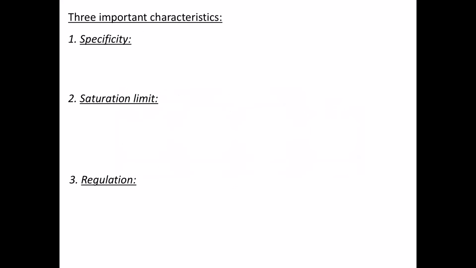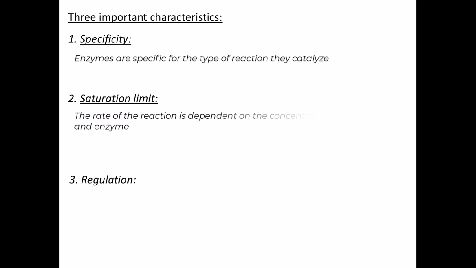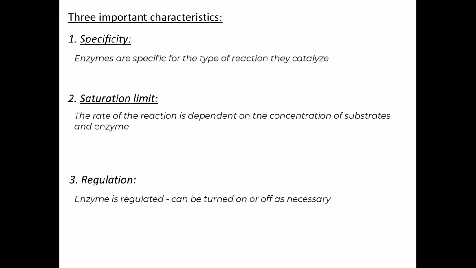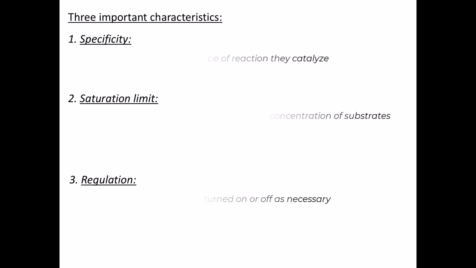Enzymes have three important characteristics. The first is specificity. This means that a single enzyme can only catalyze one type of reaction. The second is the saturation limit. This means the rate of the reaction catalyzed by the enzyme is dependent on the concentration of substrates and the enzyme itself. The third is regulation, which means that we can regulate that enzyme activity. Regulation allows the cell to turn on or off various enzymes based on need.